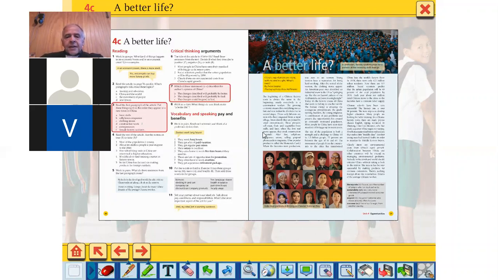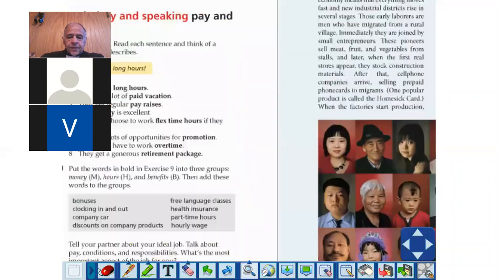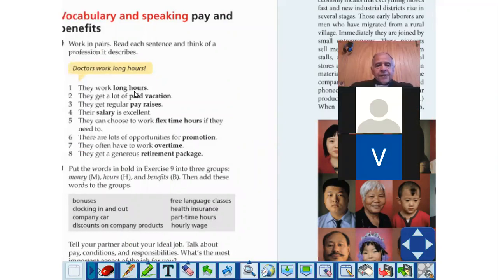All right. Now we're going to work on some other part which is related to work. Okay. Vocabulary and speaking, pay and benefits. Yeah, in here you have some vocabulary. Okay, read that, please, Valeria. Read this.